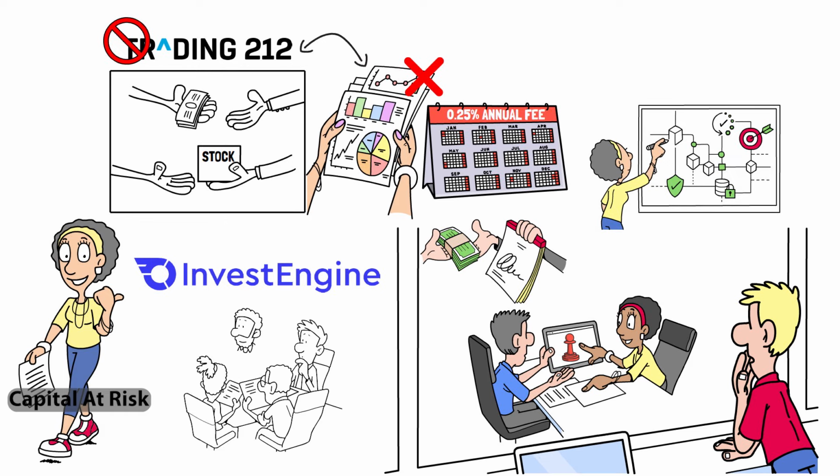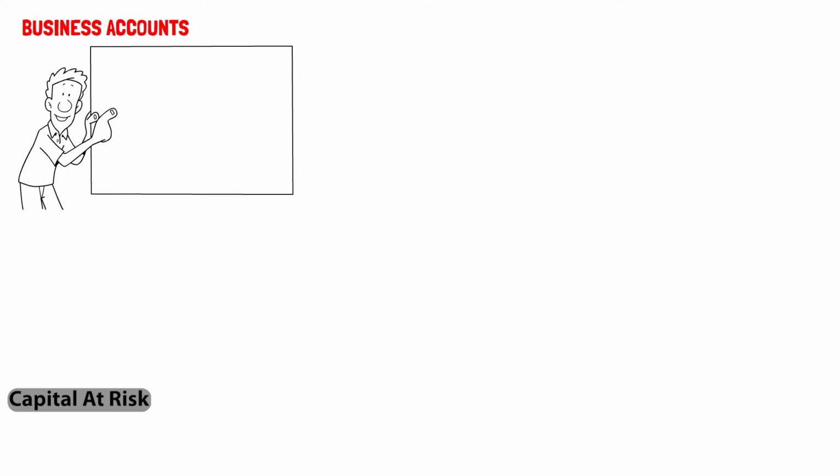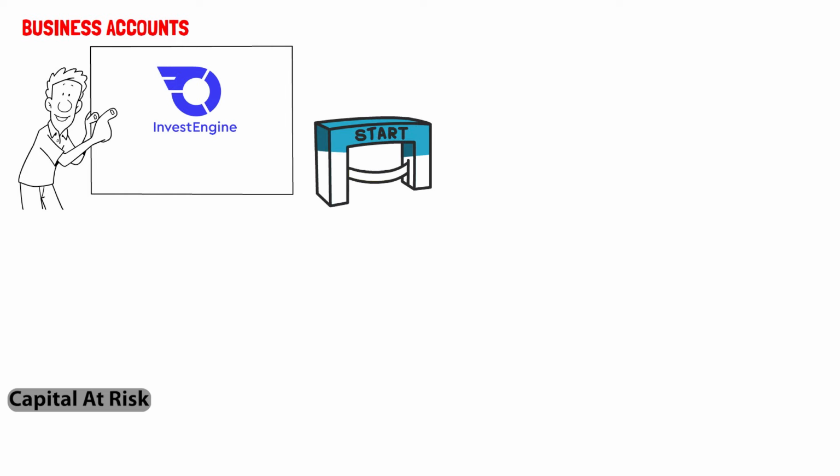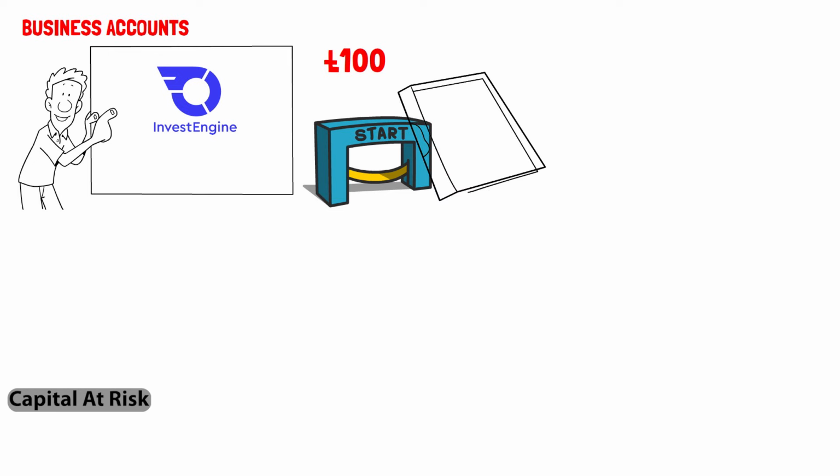And while we're on the topic of InvestEngine, they have another feature that Trading 212 is missing. It might be a little niche for this audience, but if you can utilize it, it could be a huge benefit for you and your business accounts. If you have a business, you can actually use InvestEngine to invest the spare cash within the company structure. With InvestEngine, you can start building your investment portfolio with as little as £100, choosing from a variety of options, capital at risk.